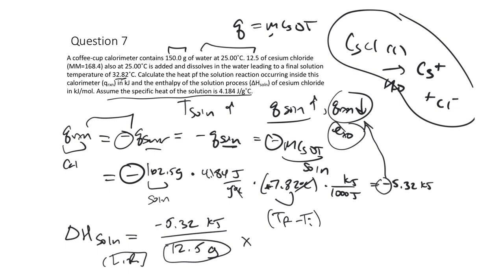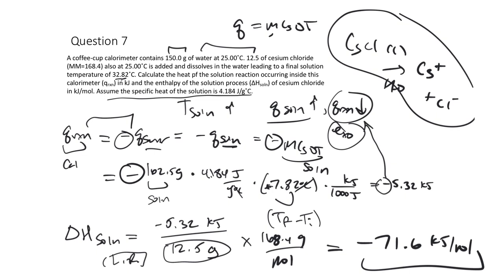And then I just convert it to moles. So I just multiply by 164.4 grams per mole of that compound. And that gives me the enthalpy of the solution process in units kJs per mole. So I just divide this by 12.5 and then multiply by, excuse me, 168.4 grams per mole, and I get negative 71.6. We could also ask you for the delta H of the solution reaction, which is 1 mole of cesium chloride in that reaction, so it would just be minus 71.6 kJs.